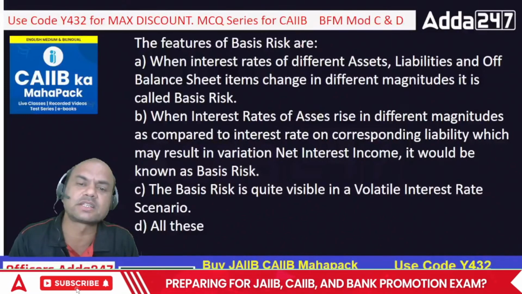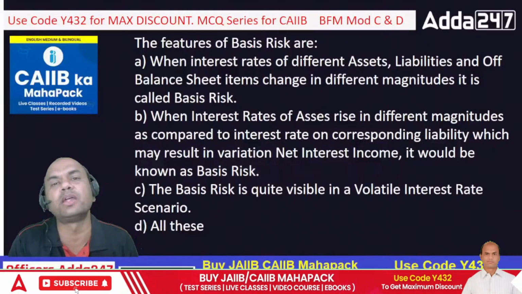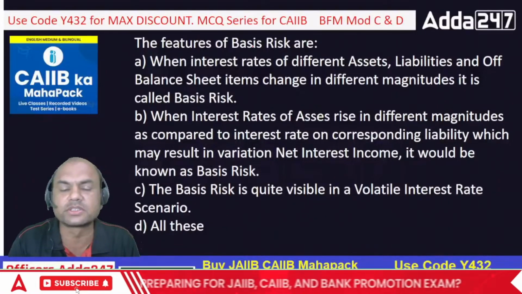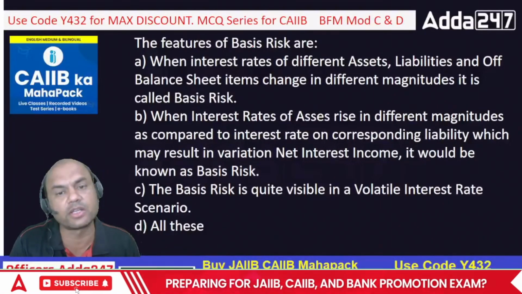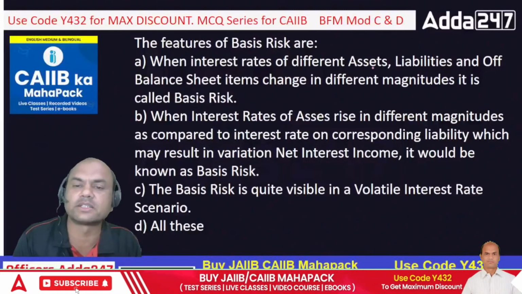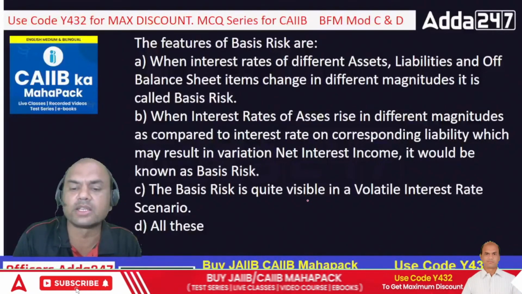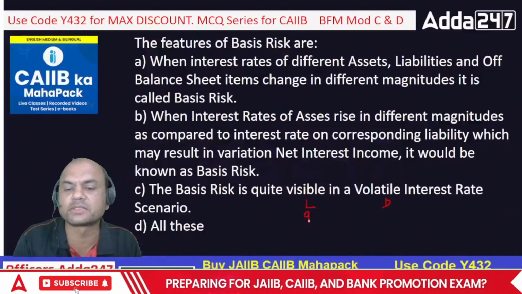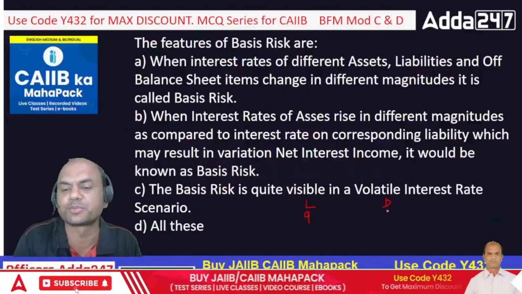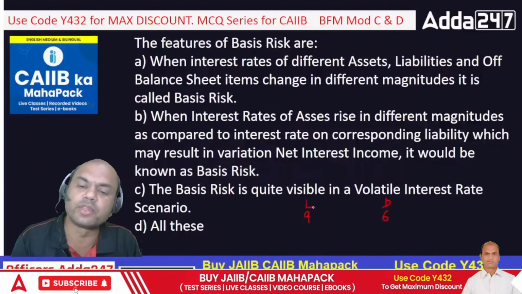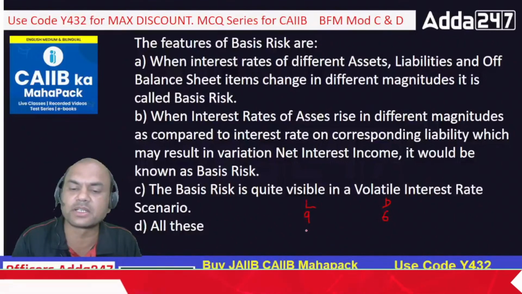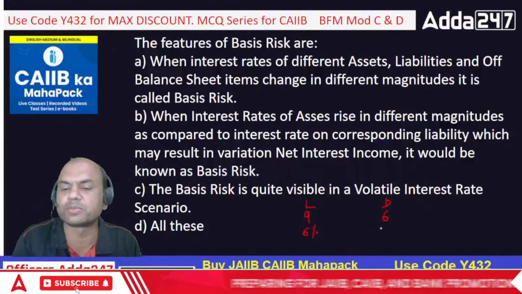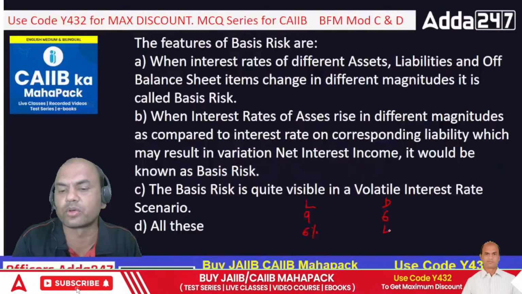The features of basis risk are: basis means what? Change in movement of the interest rates for deposits and loans, changing in different proportions. That is called basis risk. For example, let's say this is the loan and this is the deposit. Loan rate is, let's say, 9% and deposit is, let's say, 6%, okay? Now if this loan rate falls by 3%, it goes to 6, and this falls by 2%, so it goes to 4.